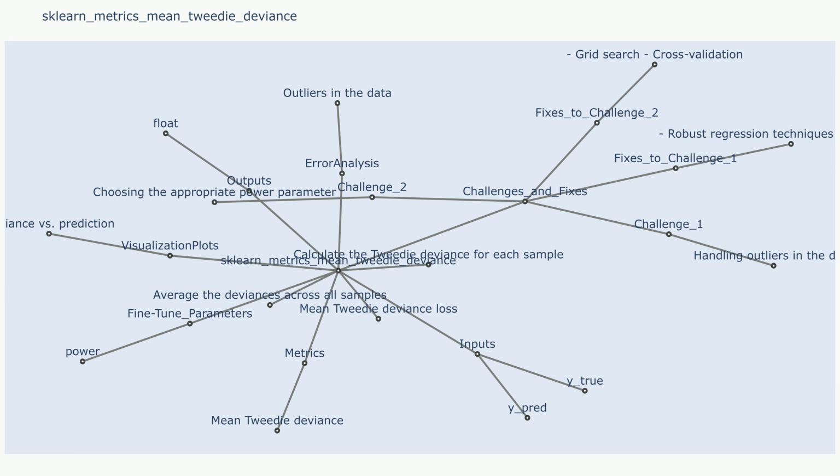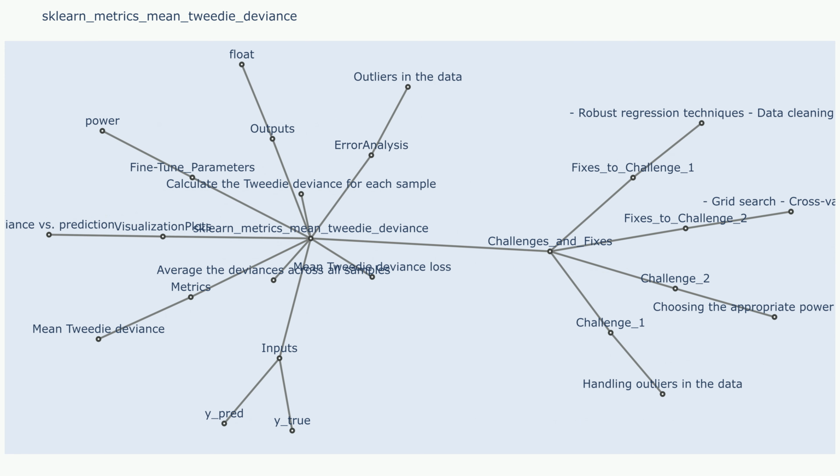Bootstrapping. Use bootstrapping to generate multiple sets of predicted values and estimate the distribution of the mean Tweedie deviance. Challenges and fixes. Challenge 1: incorrect power parameter selection. Sample use case that resulted in challenge 1: using a power parameter that is not appropriate for the data can lead to poor model performance and an inaccurate mean Tweedie deviance score.